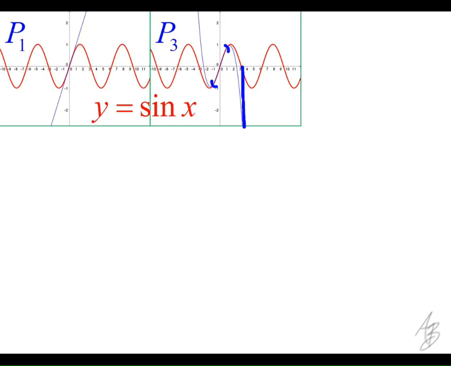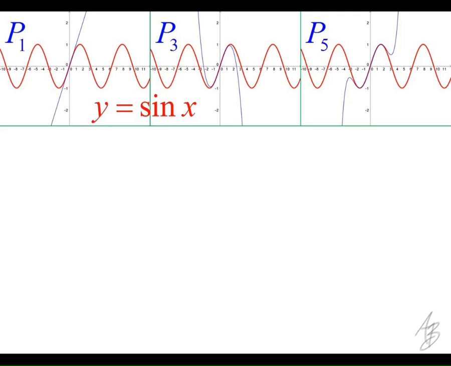But as we add more and more terms, we add the 5th term, now if we look at pi, this distance is getting a lot closer.